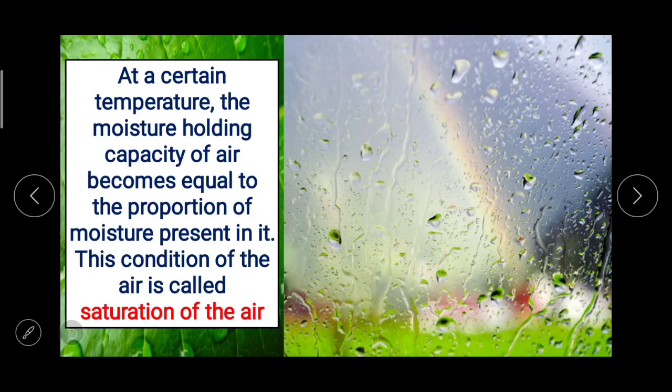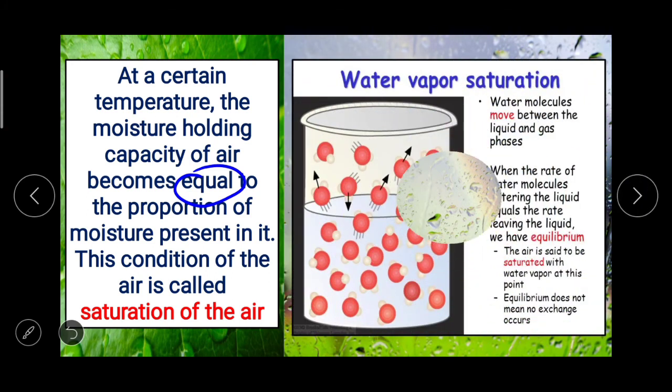At a certain temperature, the moisture holding capacity of air becomes equal to the proportion of moisture present in it, and this condition of the air is called saturation of the air.